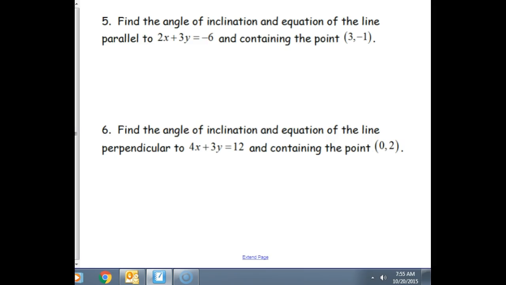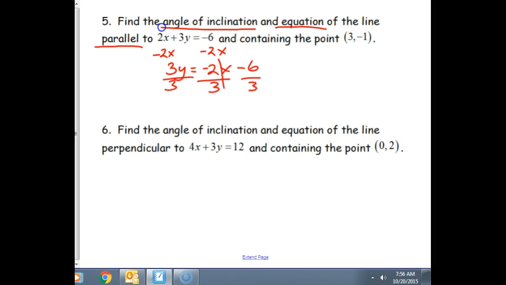Find the angle of inclination and equation of the line that is parallel. Remember, parallel just means it has the same slope as this line, and it is containing the point 3, -1. So the first thing I need to do is find the slope of this line. So I'm going to move my 2x over. 3y equals -2x minus 6, divide by 3, divide by 3. Okay, and your slope is -2/3.